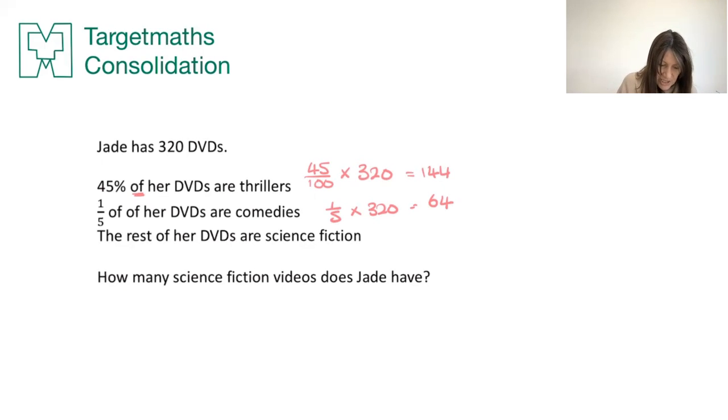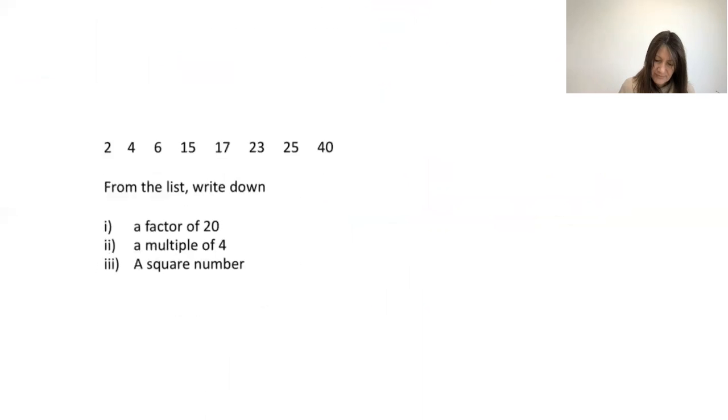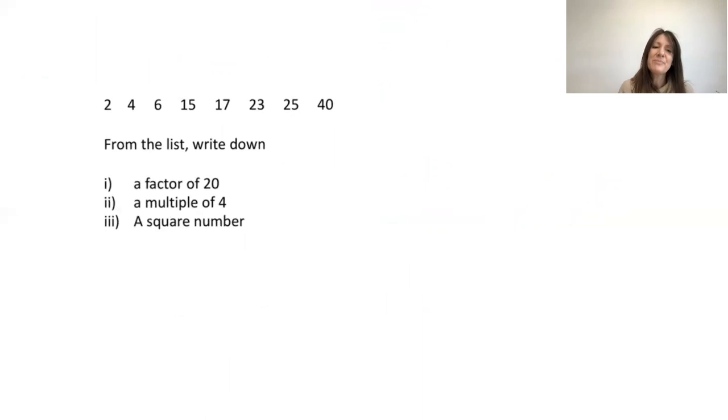So we would add our answers here, 144 plus 64, giving us 208. Take that from the total, and it leaves us with the science fiction. So the rest are science fiction, which means she has 112 science fiction DVDs. Okay, next one. Hit pause, press play when you're ready.